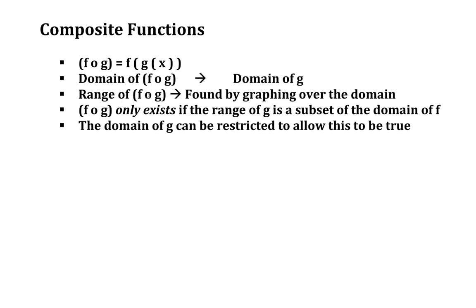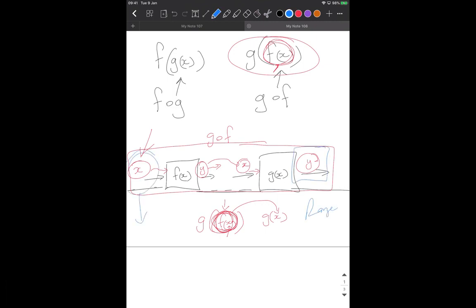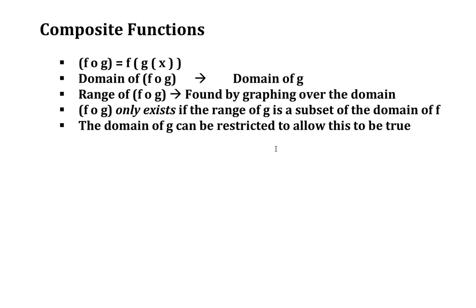So the range of the whole thing, the composite, is found by graphing it over the domain, because of the y values that we get coming out. This one's the domain overall, which is the domain of the inside one, but the range overall is going to depend on what x values we put into here, which is obviously going to depend on what y values come out of the first one. So the range is not often just easily observable. You've got to graph it or conceptualize what's happening overall.